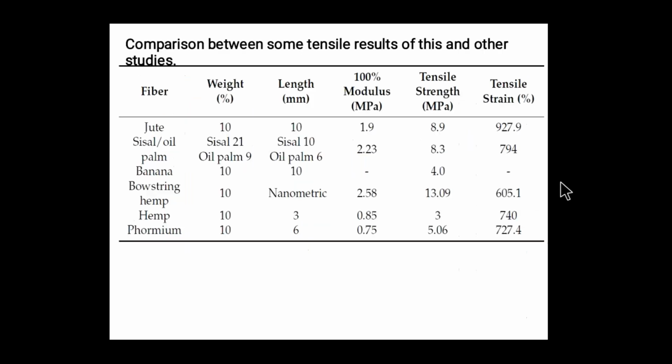Okay, I have also studied the comparison between some tensile results of this chromium 10X and some other studies. I have shown here other fibers like jute, sisal hybrid, sisal and oil palm hybrid, banana, bowstring hemp, hemp, and the chromium 10X.